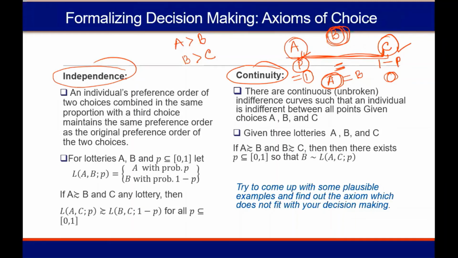Yes, sir. The outcome will be equal to A, so it cannot be equal to B. But what is the axiom? The axiom says that it is possible to get some probability number for A and C in such a way that you get some payoff by combining A and C with that probability, which is equal to the outcome of B. So that is the concept of continuity.